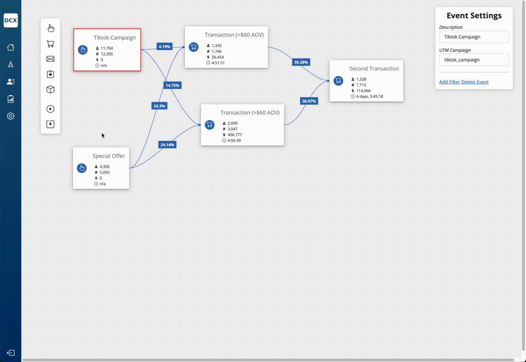So right off the bat, we can see that we might want to double down on the TikTok campaign, particularly if we haven't maxed out that campaign. But also, there's something to be said about special offers because they do still convert at a higher rate, regardless of transaction and average order value.